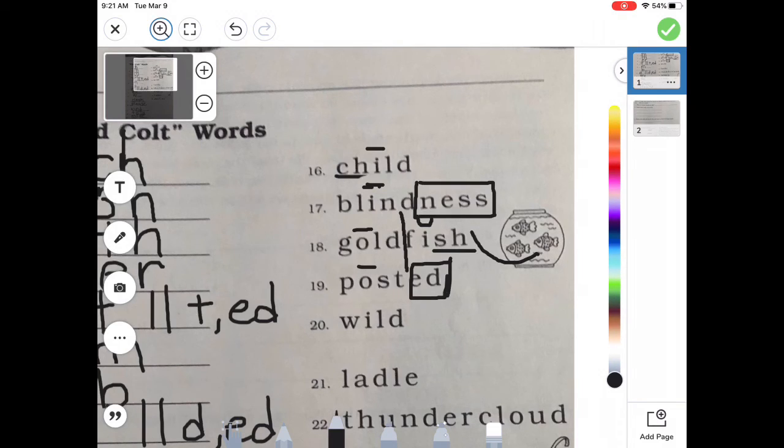Is posted a word? Yes. All right, this next word, when we say wild coats, this is the word wild, so I know I'm going to have to add that long I. Wild, wild.